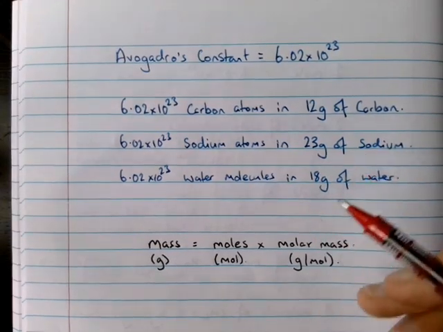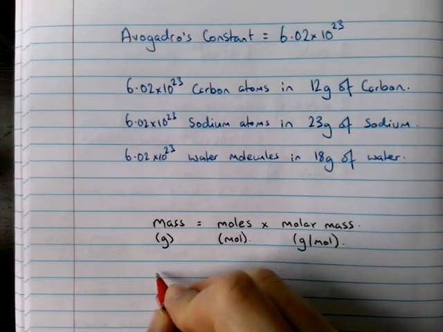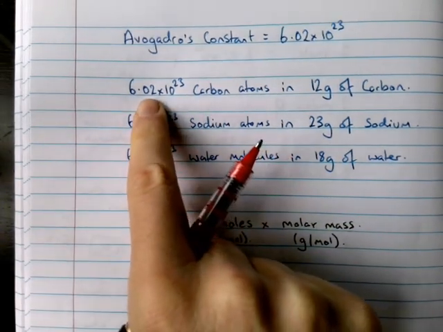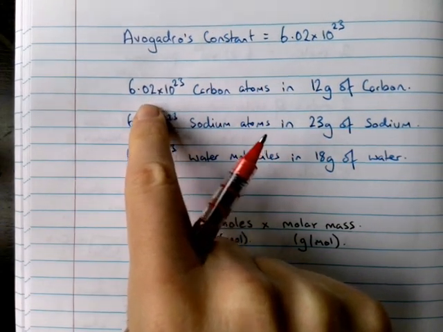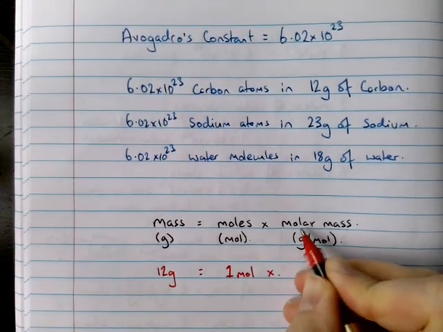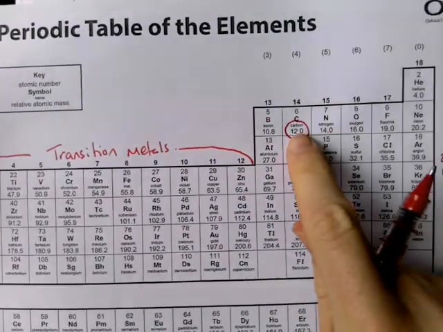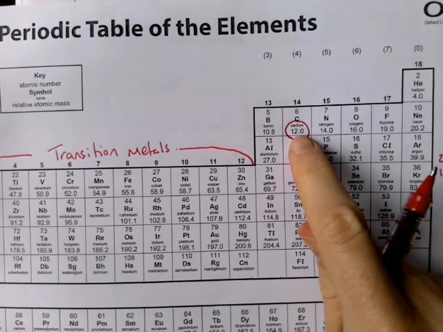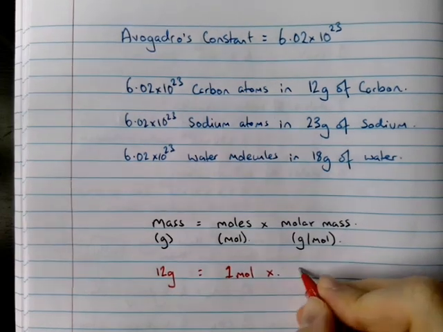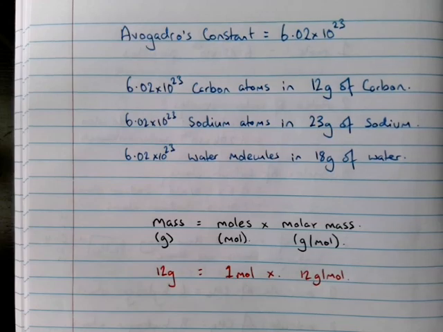So using the examples above, I can show you how this works. So we can see that for carbon, we know that if I have 12 grams of carbon, that's 6.02 times 10 to the 23 carbon atoms, which is 1 mole. So that's going to be 1 mole, multiplied by the molar mass. And now the molar mass is just the number that you take off the periodic table here. Okay, so it's the relative atomic mass, so 12 grams per mole. And you can see that that equation works. Okay?